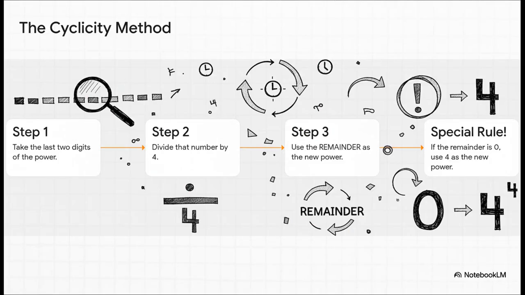So how do we use this? Well, it's a simple 4-step process. First, you just take the last 2 digits of the power. That's it. Second, you divide that number by 4. Third, whatever the remainder is, that becomes your new, tiny, easy-to-manage power.